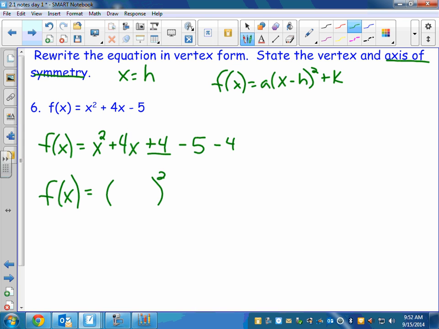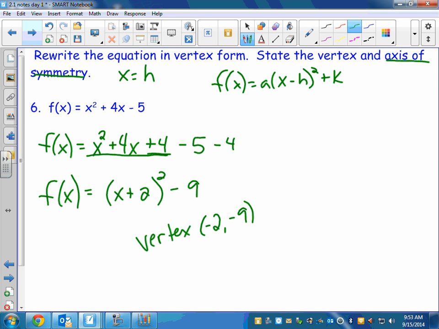So now I can write that as a perfect square, right? If you factor this, it's going to factor into x plus 2, x plus 2. Out here, negative 5 minus 4 is negative 9. What is the vertex of that equation? Remember it's x minus h, so you take the opposite sign in there, but it's not minus k, so you take the sign out there.